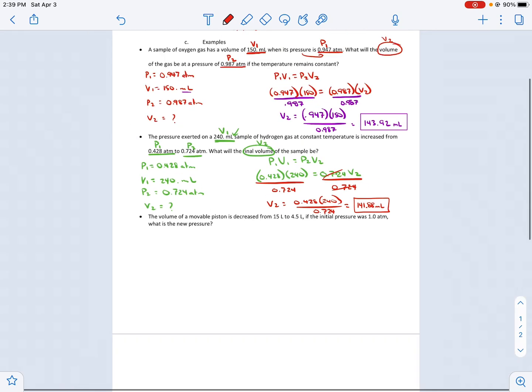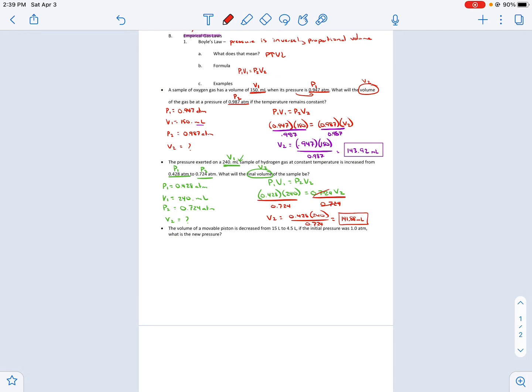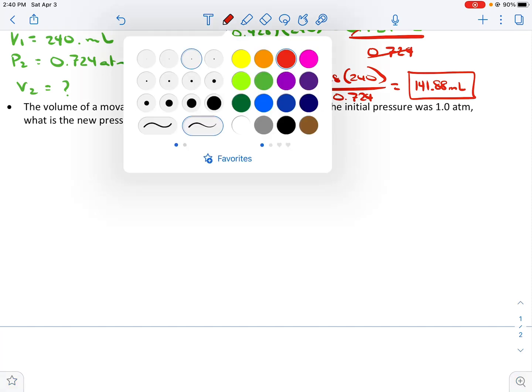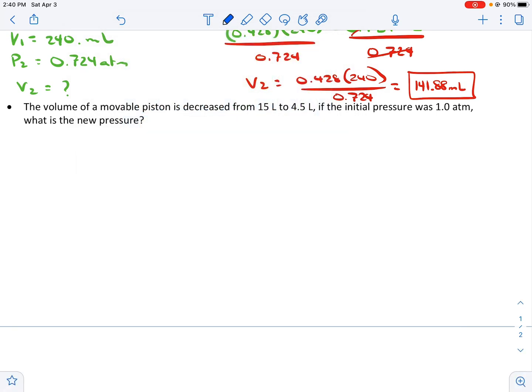Okay? Awesome. Let's see if we can try one where we have to find for a pressure. Okay? It says the volume of a movable piston is decreased from 15 liters to 4.5 liters. If the initial pressure was 1.0 atmospheres, what is the new pressure? All right, so let's go through and label up what we see there. All right, we've got 15 liters. That's a volume, so I'm going to say that's V1. This is V2 because it's liters. And our initial pressure, so this is going to be P1. We are looking for the new pressure, so we're going to call that P2.